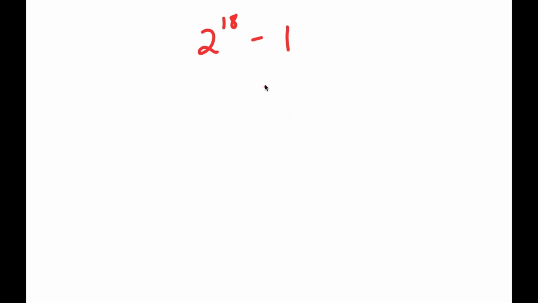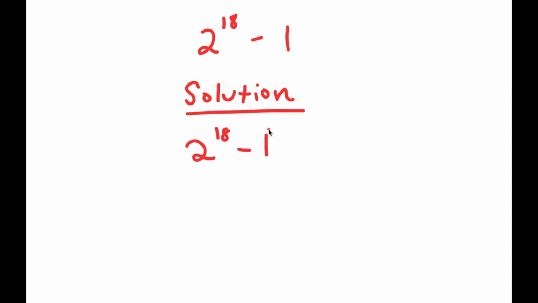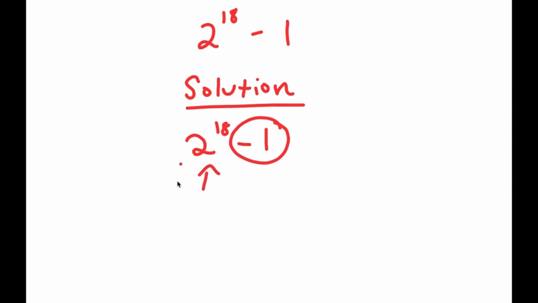Alright, so in this problem, I have 2 to the power of 18 minus 1. So, to solve this problem for my solution, I'm going to first start by rewriting my problem. So I have 2 to the power of 18 minus 1. And let's first ignore the minus 1 here and just focus on this 2 to the power of 18.